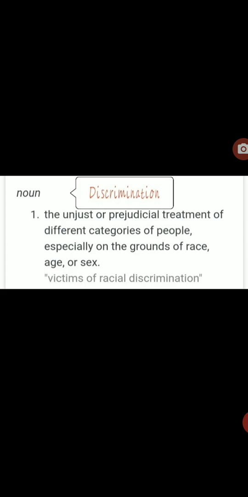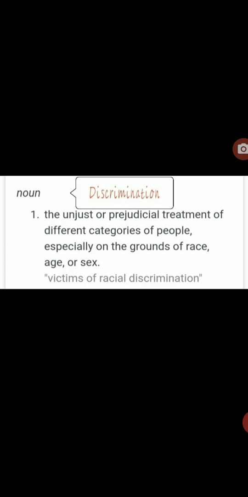The third term is discrimination. It means the unjust or prejudicial treatment of different categories of people, especially on the grounds of race, age, or sex. It means that we discriminate against people on which basis? On race, age, or sex.